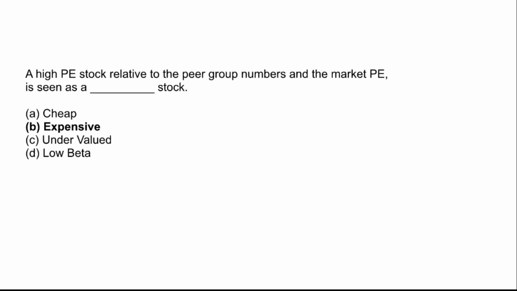A high PE ratio relative to peer group members and the market PE is seen as, so price to earning ratio. That means if I have to get the same earning, the amount of price that I have to put in the market is what is reflected by PE ratio. If a PE ratio of one company is 2 and another company is just 1.5, so the one which has a higher PE ratio is always seen as an expensive stock, because I have to put in more money to gain the same profit that is earned by the other company.